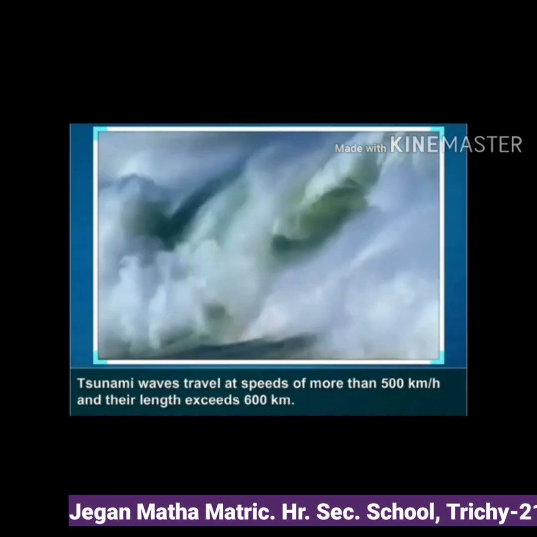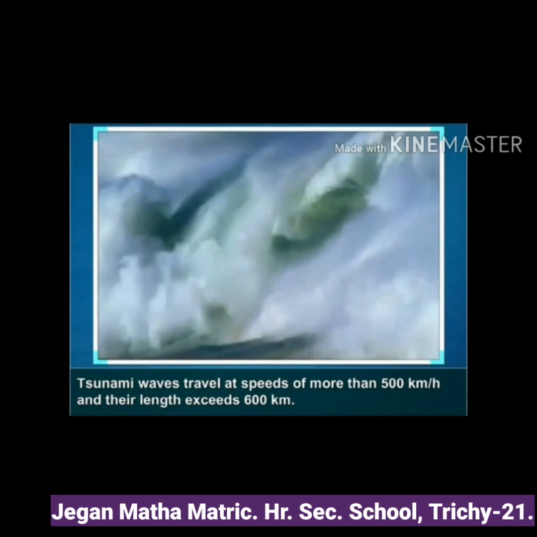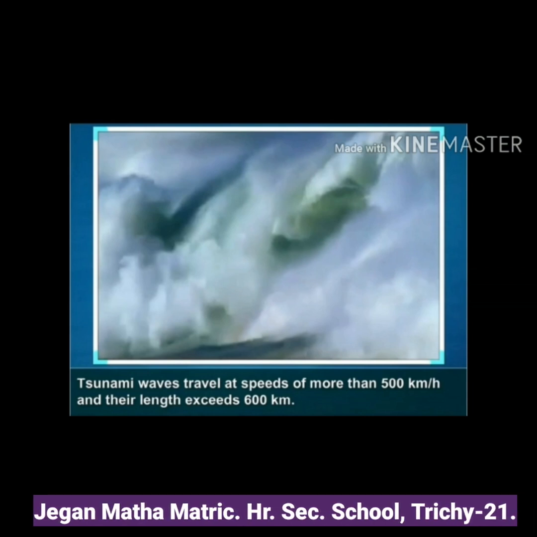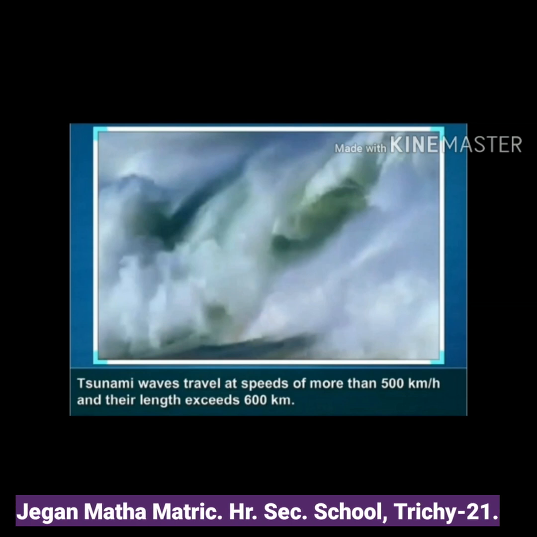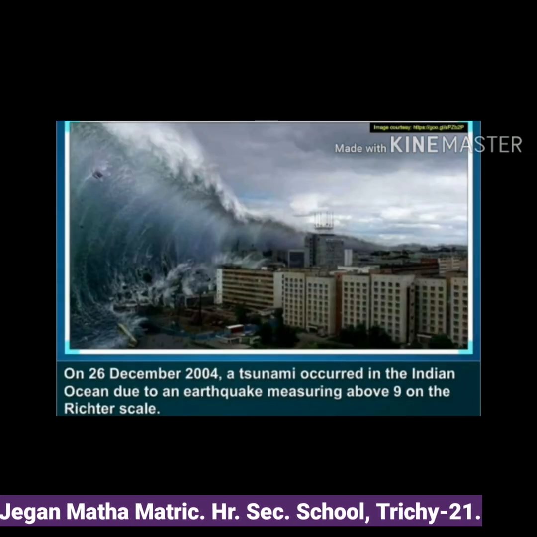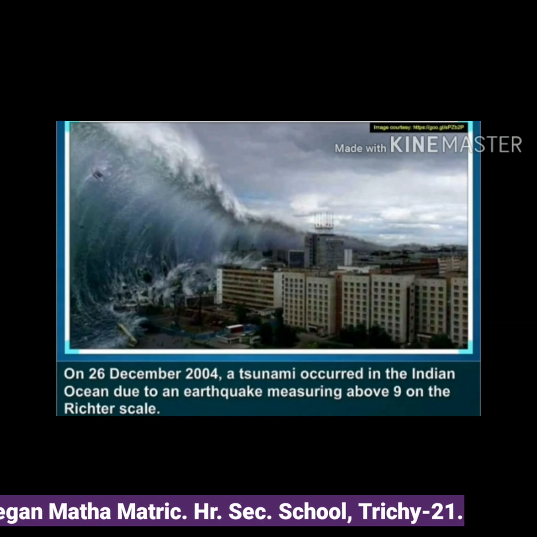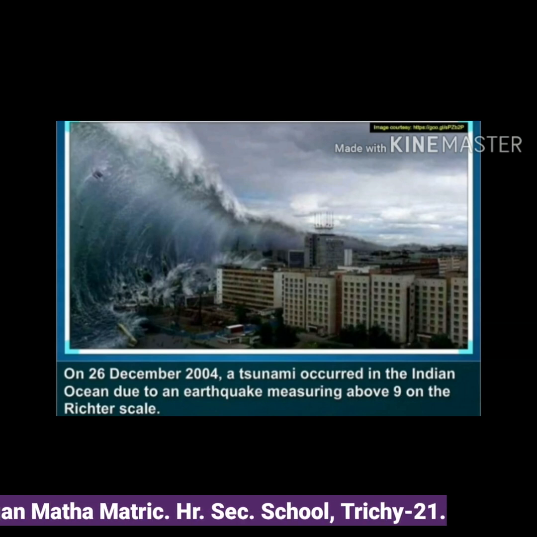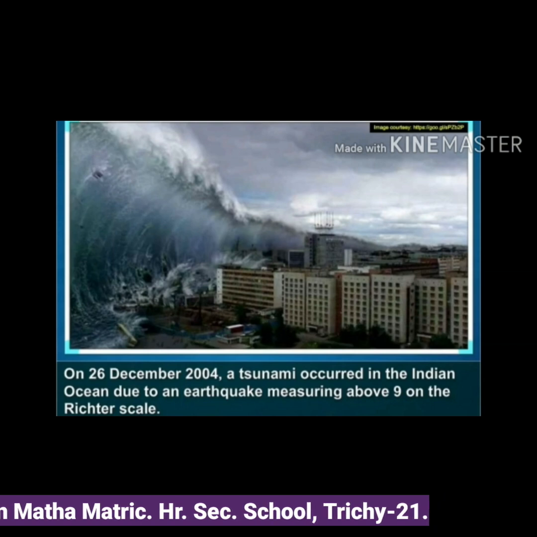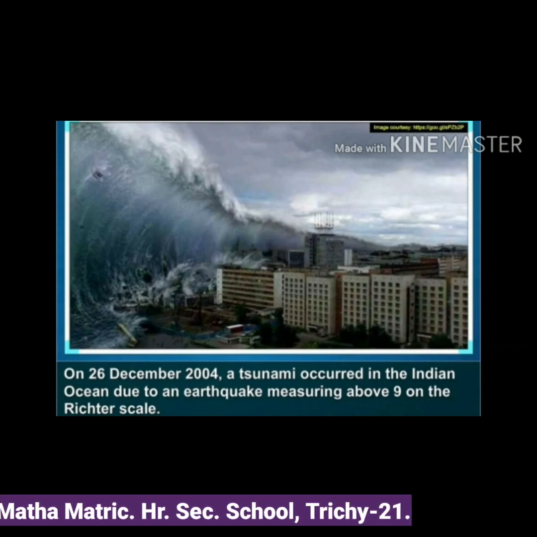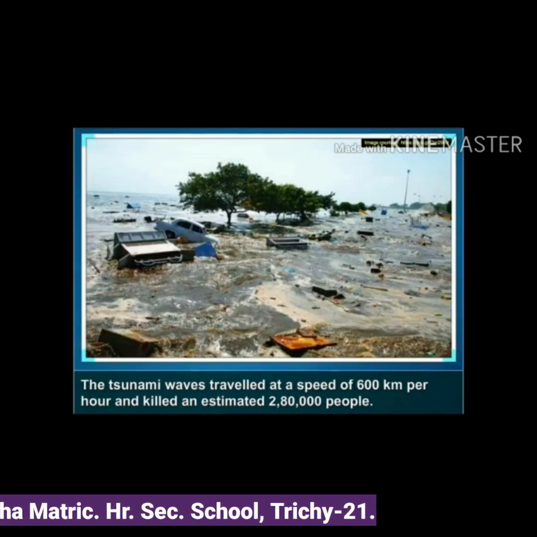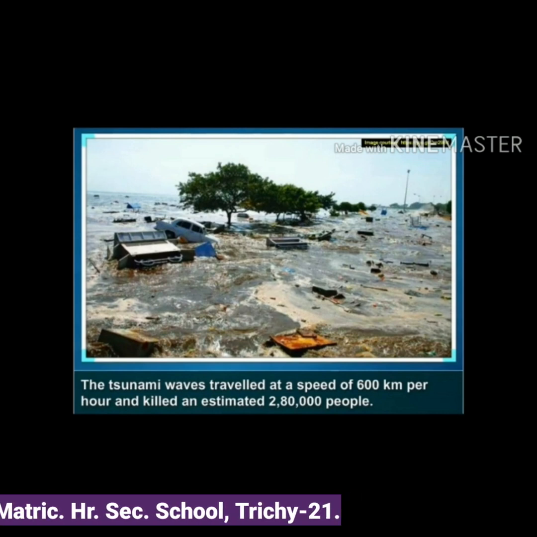Tsunami waves travel at a speed of more than 500 km/h and their wavelength can exceed 600 km. For example, on 26th December 2004, a tsunami occurred in the Indian Ocean due to an earthquake measuring above 9 on the Richter scale. The tsunami waves traveled at a speed of 600 km/h and killed an estimated 280,000 people.